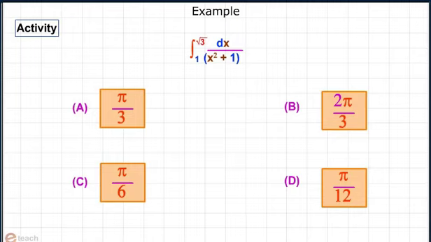Activity. Find the integration of 1 to root 3 dx divided by x square plus 1. You have to select the correct option from the following 4 given options.